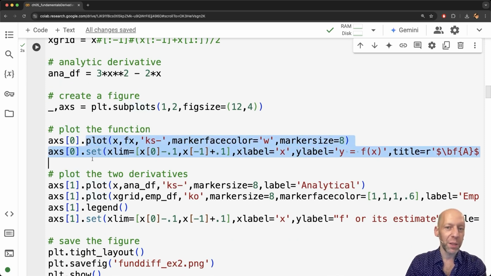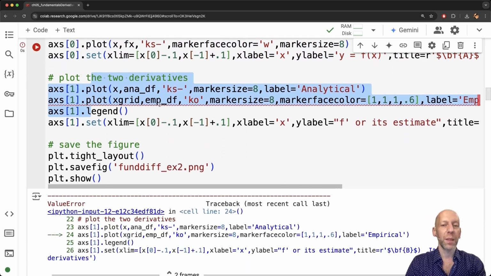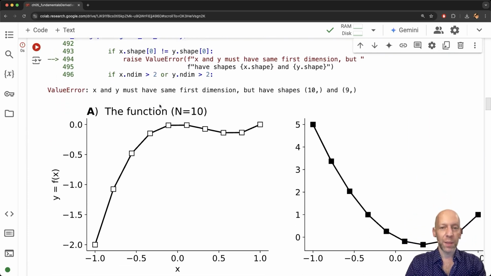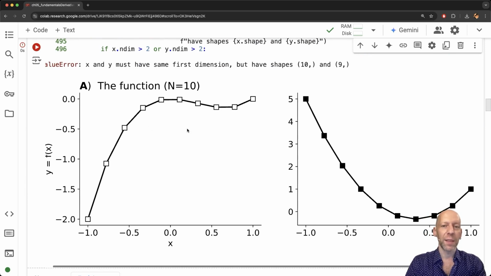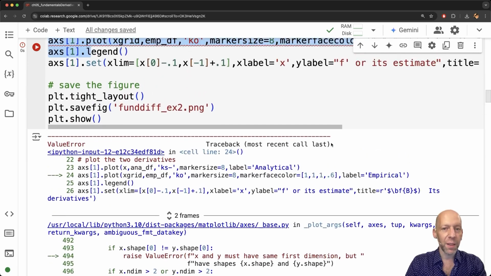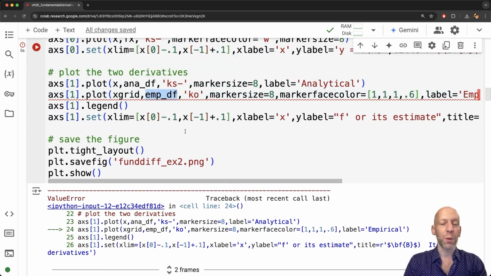So here I'm plotting the function, here I'm plotting the two derivatives. Okay, now a couple of things to notice. The first is that we get an error message. Why do we get an error message? Well, panel A plotted fine. So the error message wasn't related to that. Panel B plotted, but it didn't finish the plot. So it crashed on one piece of the code for generating this plot. And in particular, it failed on this line up here, where I'm plotting the empirical derivative, the numerical difference.